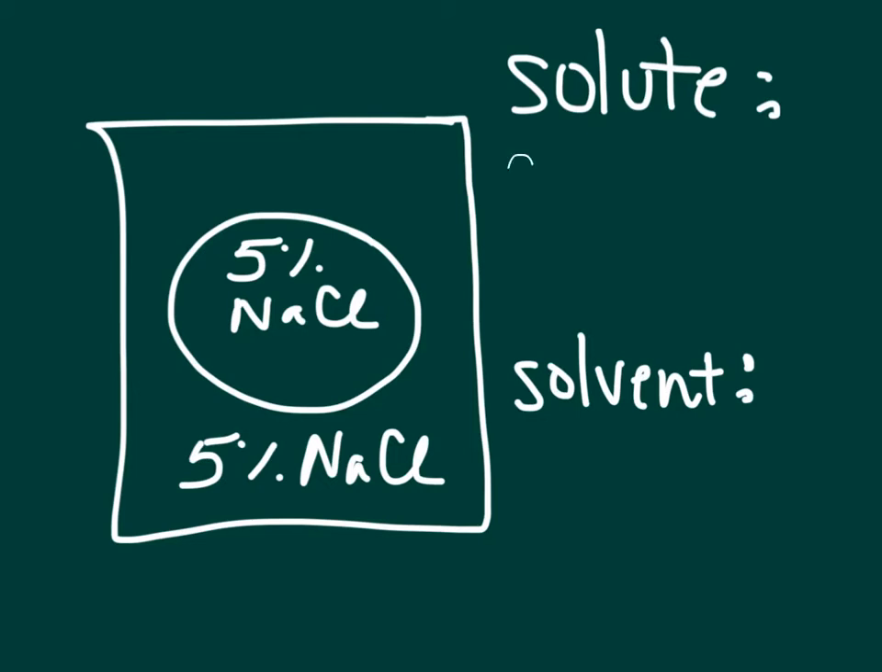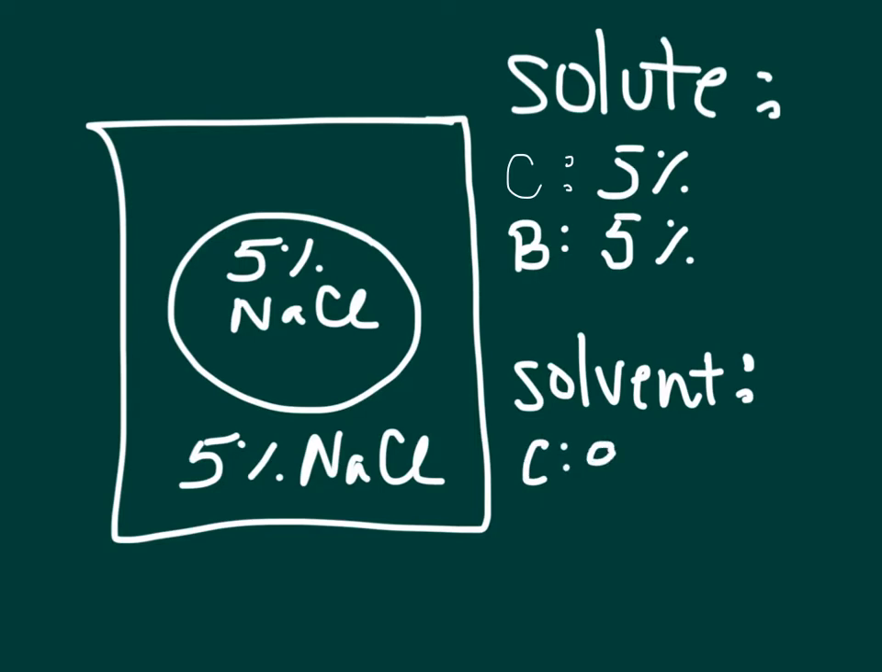In the cell, the concentration is 5% sodium chloride. Outside of the cell, so in the beaker, the concentration is 5% sodium chloride. That means the concentration of the solvent, water, inside the cell is 95%, and in the beaker, the concentration of water is 95%.